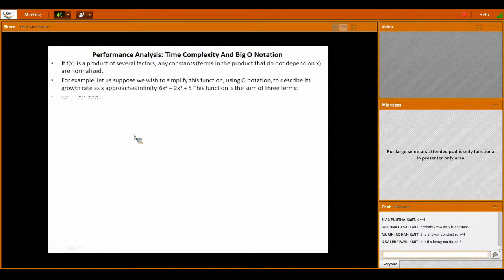Let's go ahead with this. Now there are three parts here: 6x4, 2x cube and 5. Now suppose I take the value of x as 5. 5 is a constant, so as such we can normalize it. As such I can neglect it.